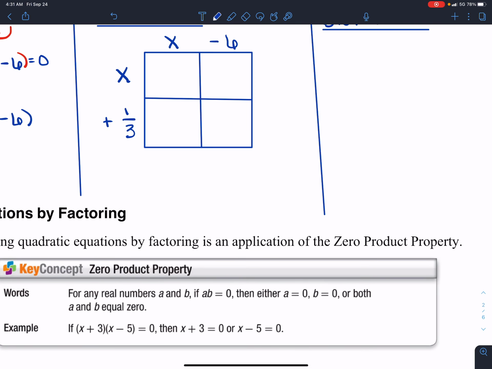All right, now using our distribution, we would talk about x times x. That gives me x squared. x times negative 6 is negative 6x.